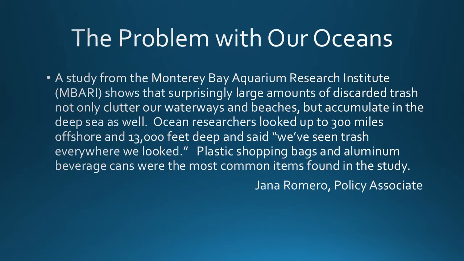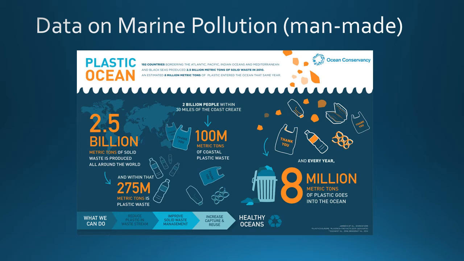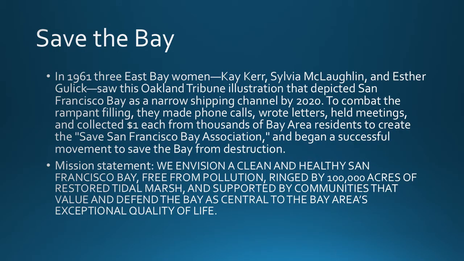So, after discussing the theory, showing how a clean environment is essential to our well-being, we must now also show the problem. Now, everyone who's ever been to a beach knows it gets dirty, with plastic bags, tin cans, cigarette butts, common discarded items. As stated, quote, a study from Monterey Bay Aquarium Research Institute shows that a surprisingly large number of discarded trash not only clutter our waterways and beaches, but accumulate in the deep sea as well, end quote. And this graph shows it. 8 million tons of plastic waste go into the oceans, 2.5 million tons of solid waste. This is an obvious problem.